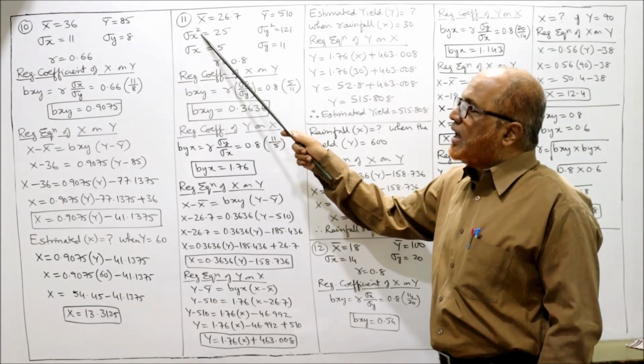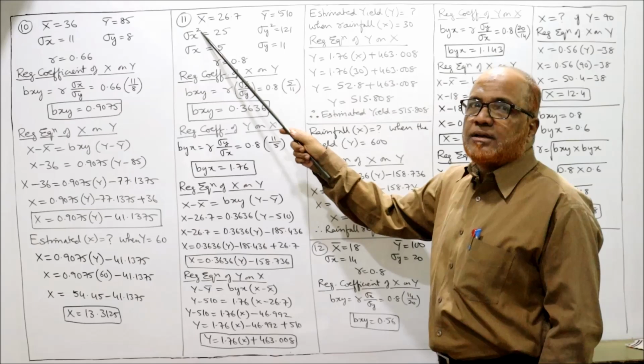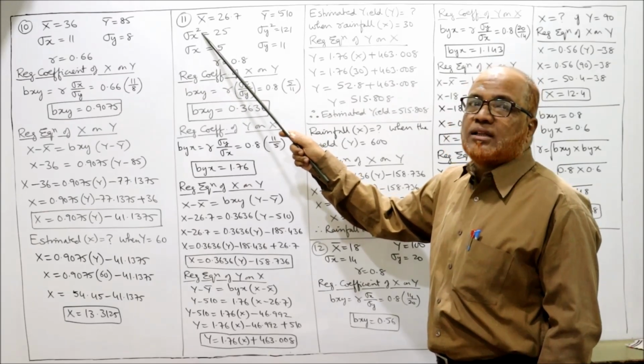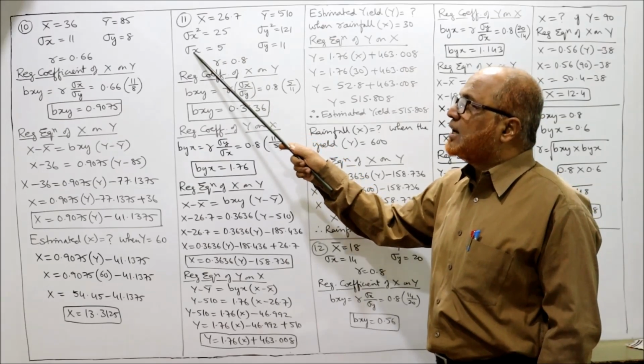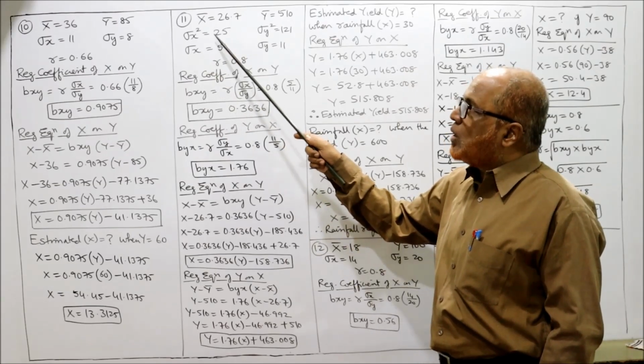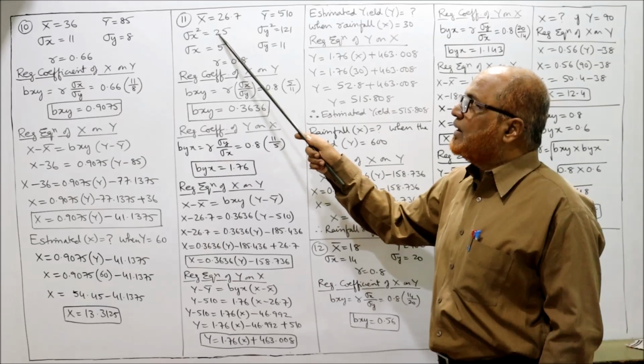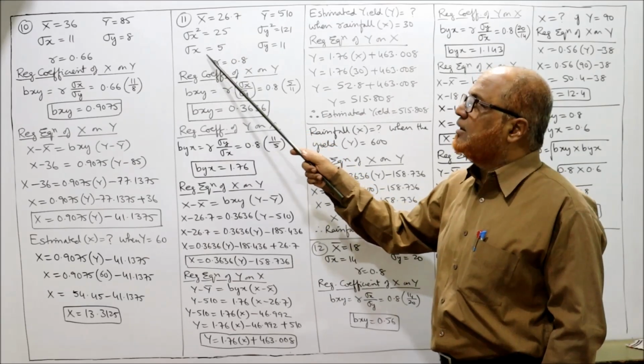Sigma x square, this means variance. Standard deviation को square कर दिए तो क्या आता? Variance. तो variance is equal to 25. But we require standard deviation. तो ये variance को under root कर देना. 25 को root कर दो, 5 is the standard deviation.